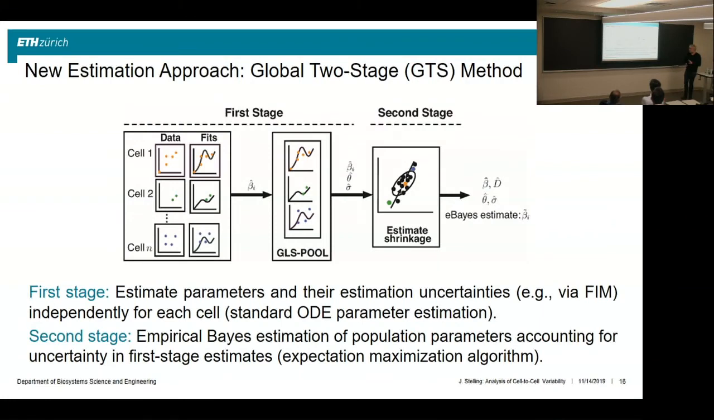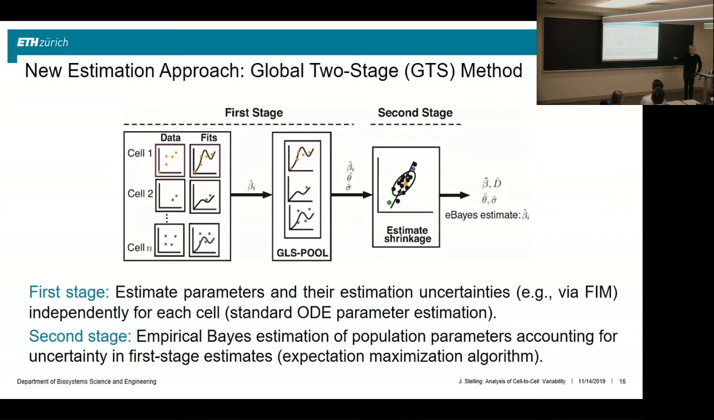So what we propose is an alternative for that estimation. We call it the global two-stage approach. The basic idea is the following. In the first stage, we look at cells individually. These are trajectories for individual cells. We fit our model to these trajectories just using standard solvers, and from this we get estimates for the parameters of each individual cell.